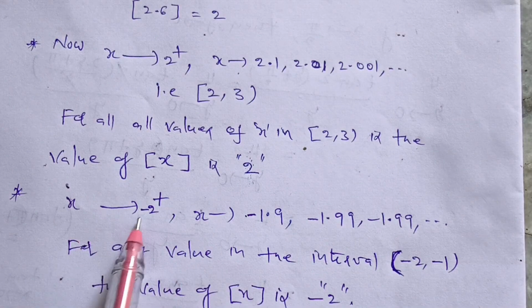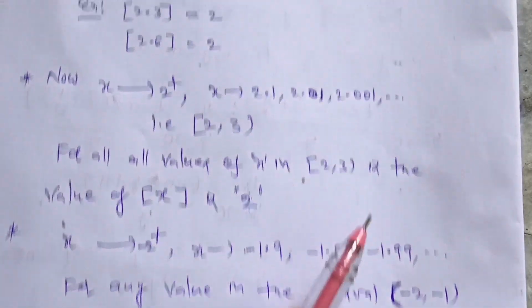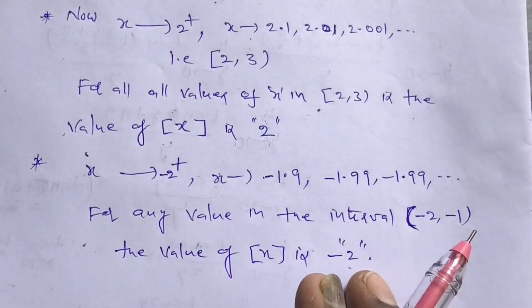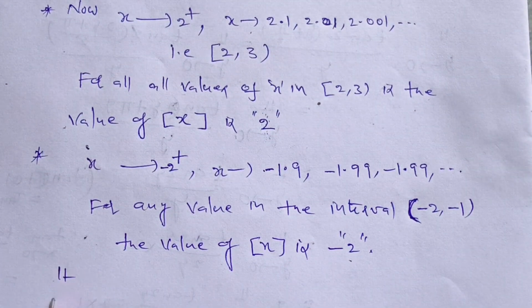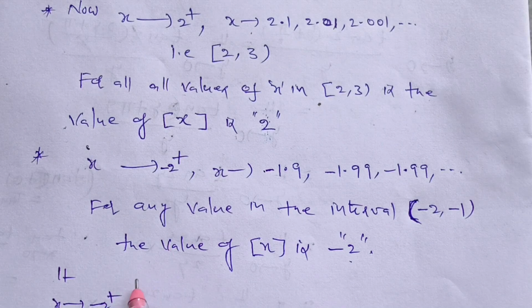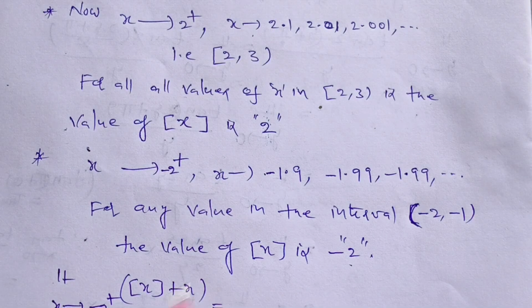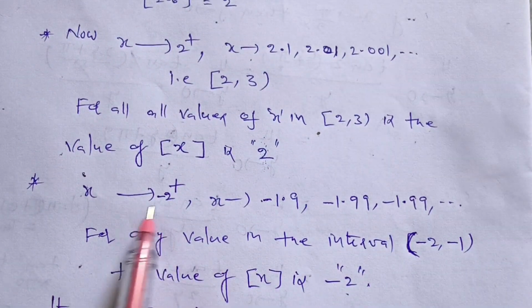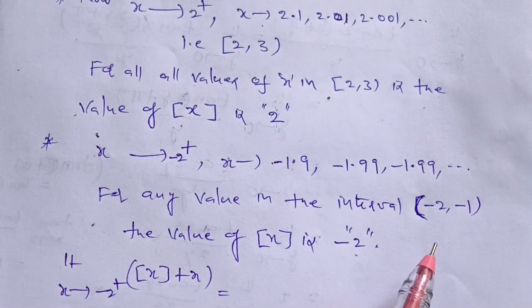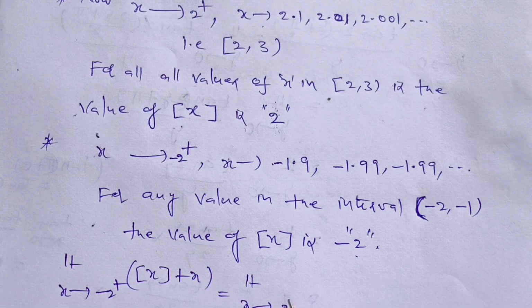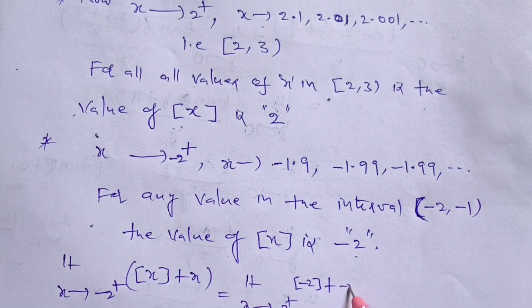Now x tends to minus 2 plus is over. Now we compute this limit by using this information. Limit x tends to minus 2 plus of square bracket x plus x is equal to, since x tends to minus 2 plus means the integral value is minus 2, the integral part of x is clearly minus 2, plus minus 2.